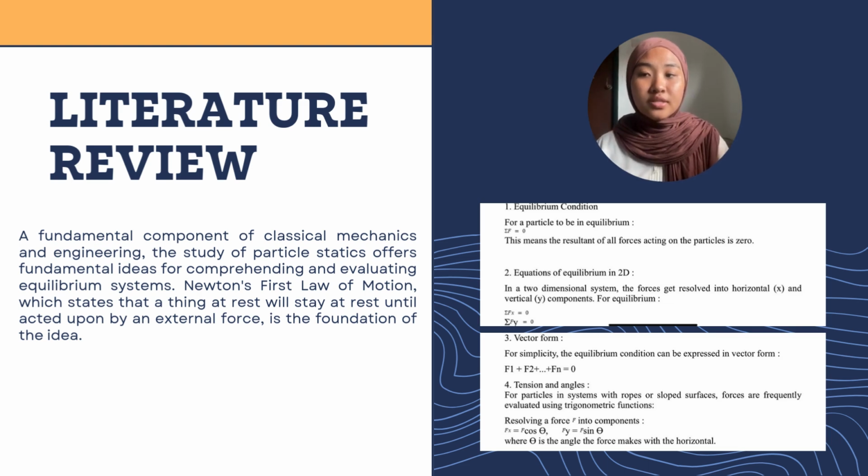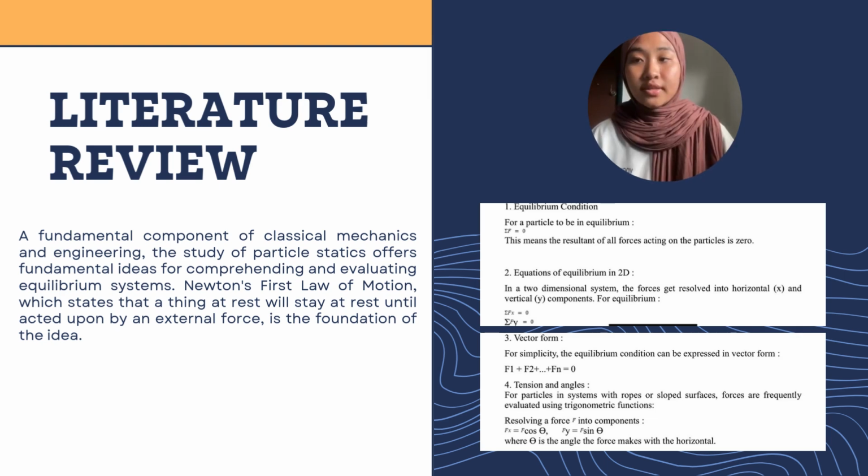The second one is the equation of equilibrium in 2D. In a two-dimensional system, the forces get resolved into horizontal X and vertical Y components. For equilibrium, summation Fx equal to 0, summation Fy equal to 0. Third, vector form. For simplicity, the equilibrium condition can be expressed in vector form, like F1 plus F2 plus many forces plus Fn equal to 0.